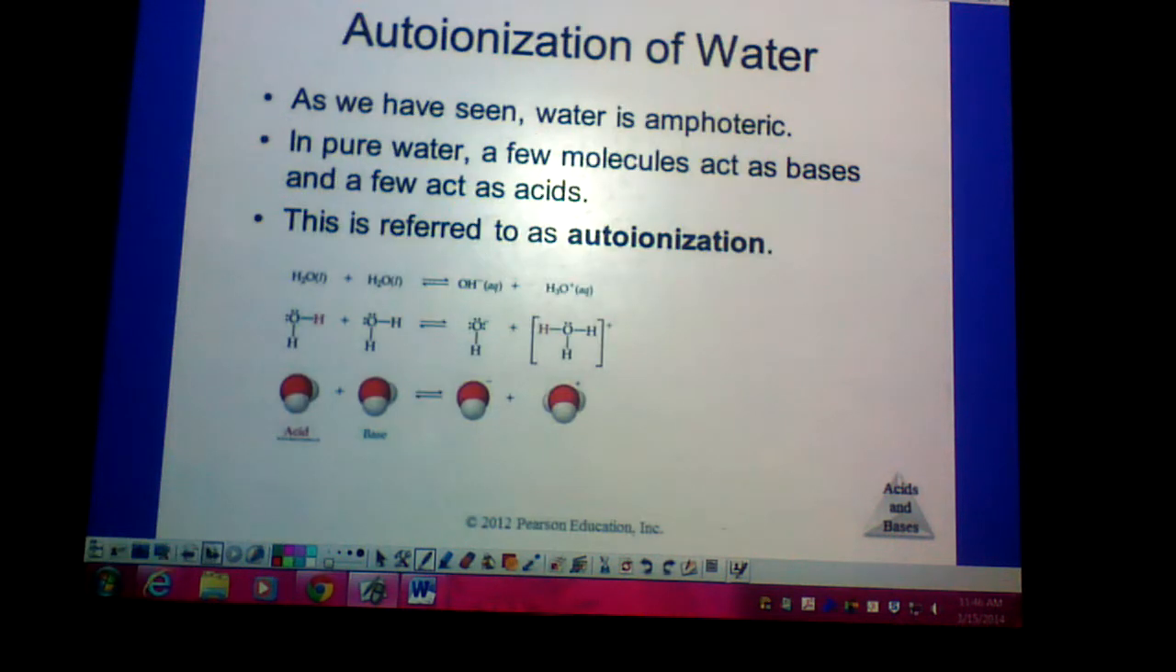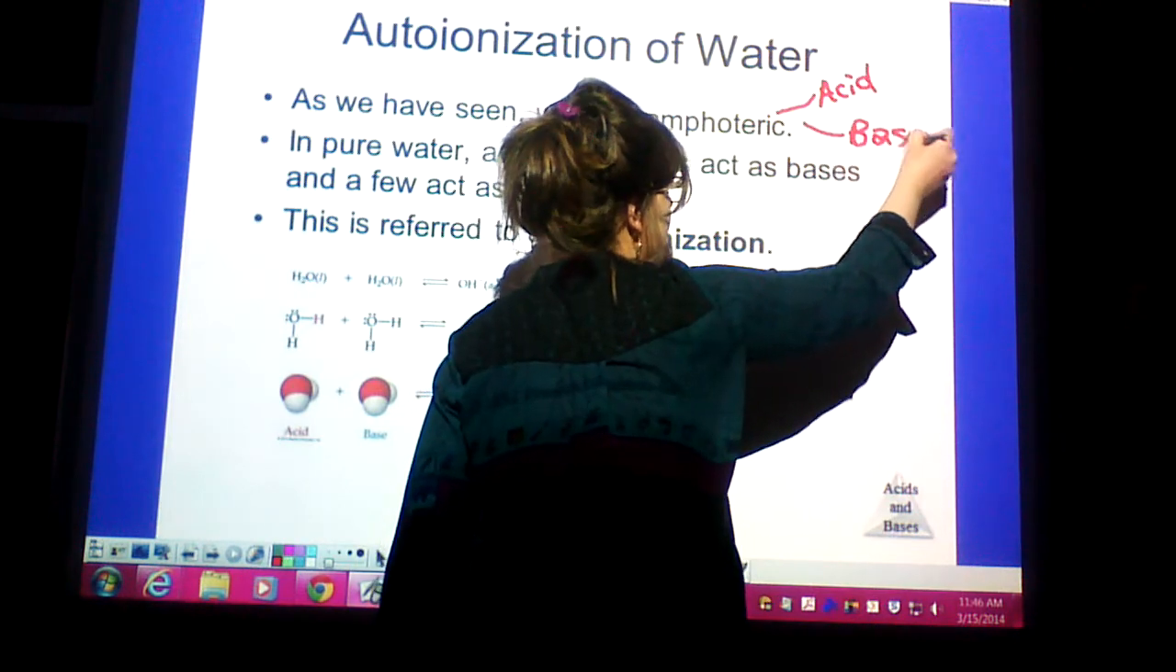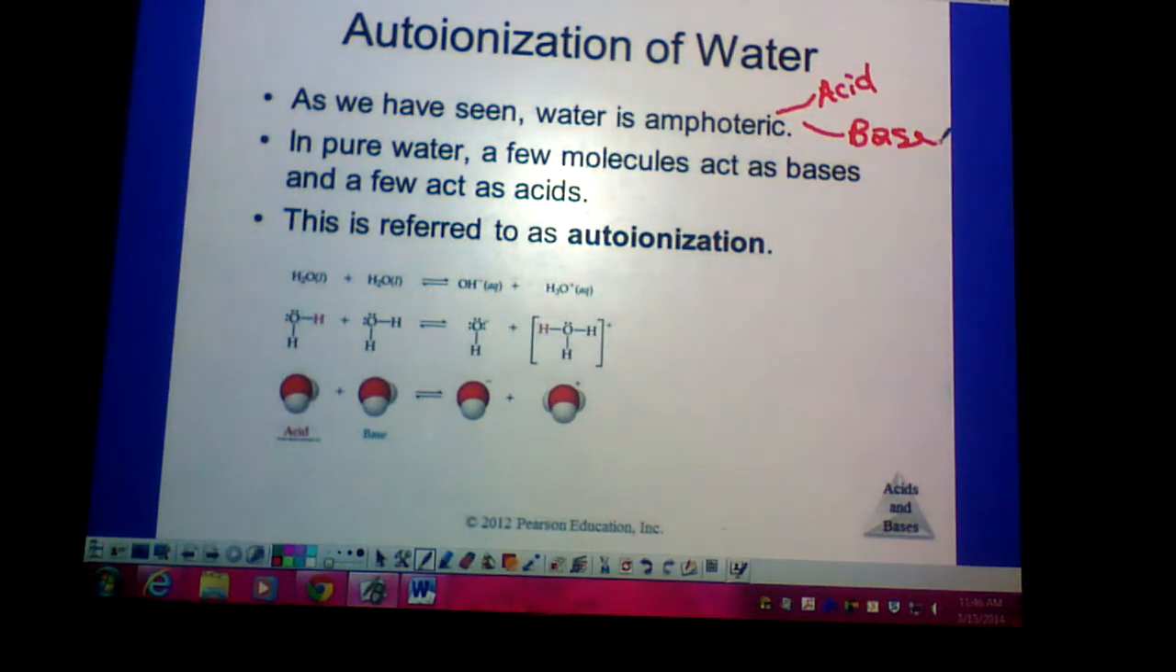Okay. So a long time ago, and by a long time ago I mean last year, we talked about autoionization of water. In autoionization of water, we know that water is amphoteric, meaning that it can act like an acid or it could act like a base. Because it has properties of both, in pure water, a couple molecules could act like an acid, at the same time that some other molecules act like a base. So in pure water, we can have an acid-base reaction between two water molecules.